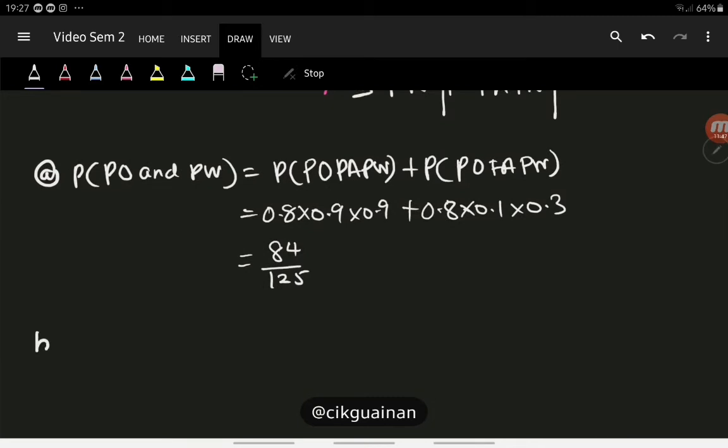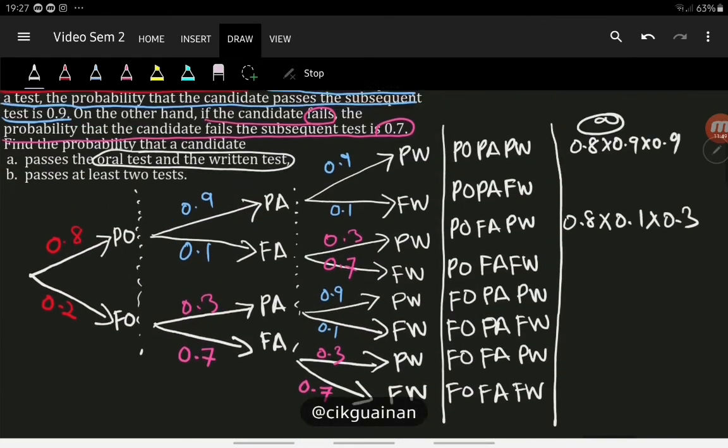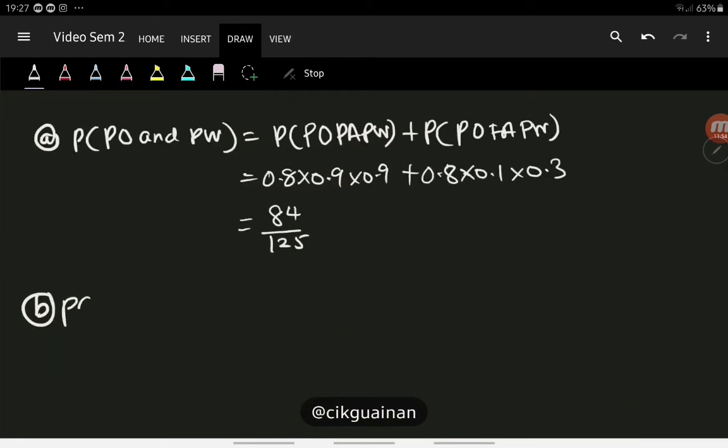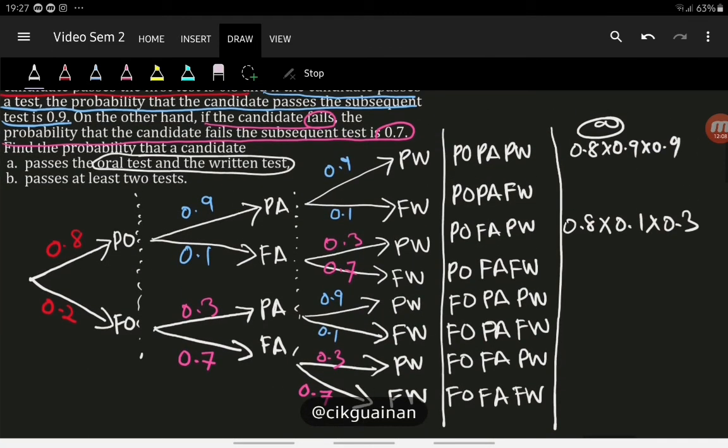Okay, now let's go for the second one. Pass at least 2 tests. Okay, so what we want is pass at least 2 tests. Pass at least 2 means we need 2 passes, in any kind of test, doesn't matter oral, written or aptitude. Okay, so let's have a look. Which ones can we select?